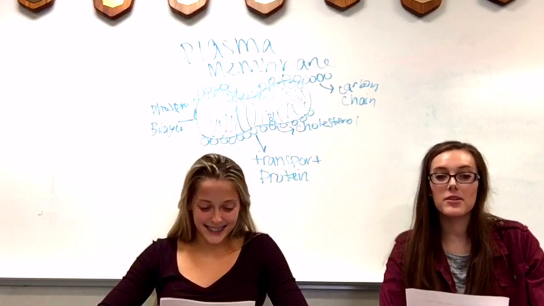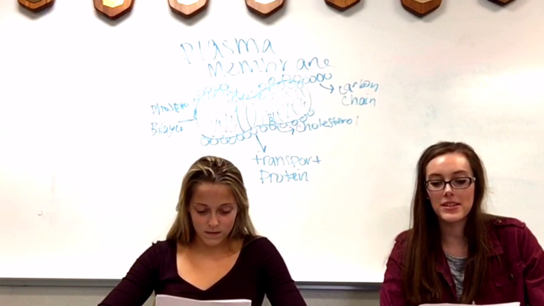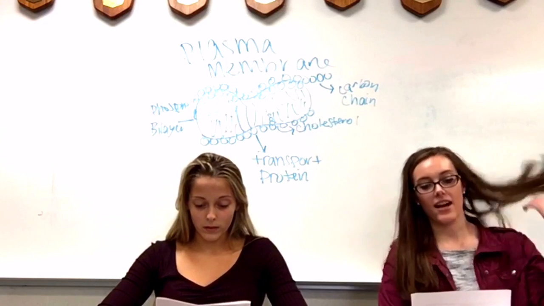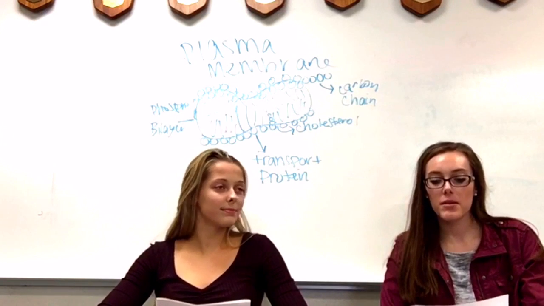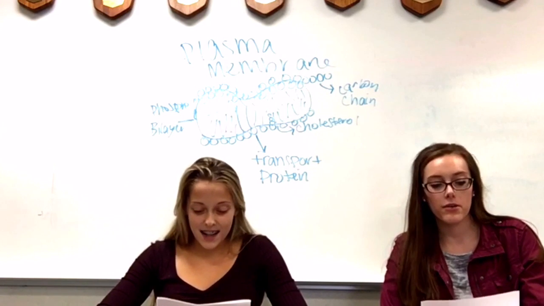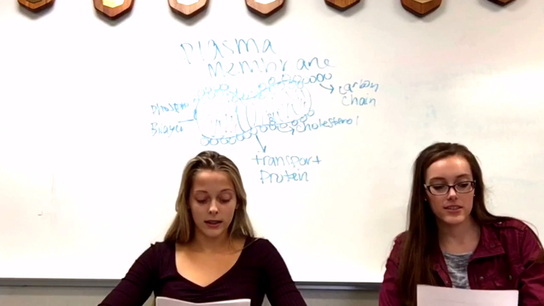The cell membrane, or plasma membrane, is a thin, flexible boundary between the cell and its environment, allowing substances in and out of the cell. The plasma membrane uses selective permeability, which doesn't allow everything into the cell. It only allows certain things.